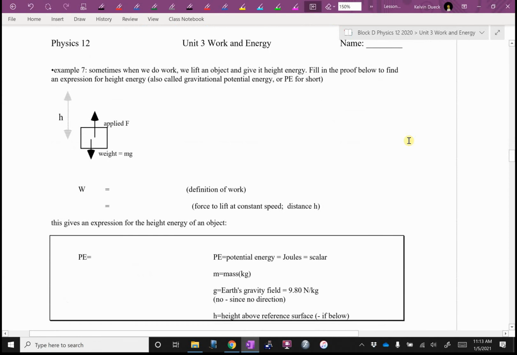So, what's the energy equation for motion energy, for kinetic energy? A half mv squared. That one is on your formula sheet. Make sure you notice where it is. KE equals a half mv squared. Sometimes when we do work, we lift an object and give it height energy. This is the example we did with Connor at the beginning of this lesson, and I'm just going to go straight to the punchline. Since work equals force times distance, if Connor's lifting it at a constant speed, the force he's outputting is the same size as mg, and we'll call that distance h. Gravitational potential energy is mgh.